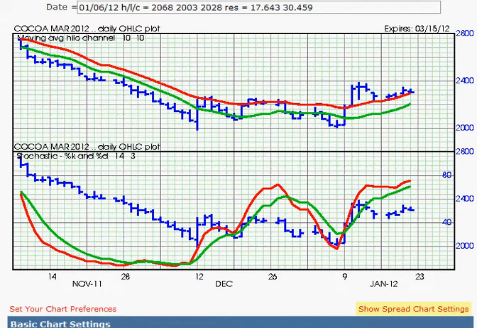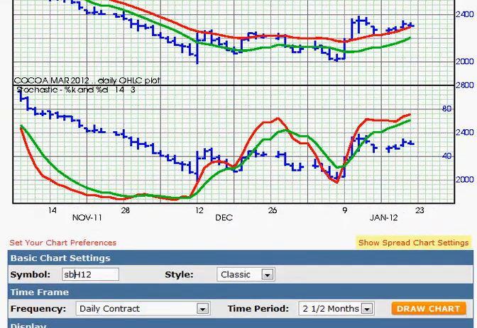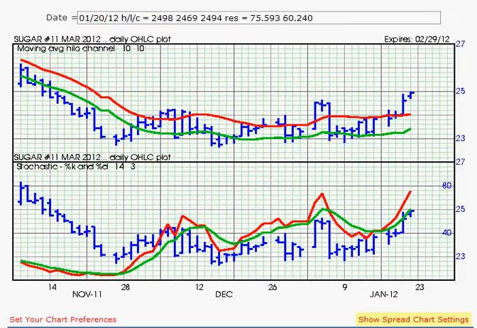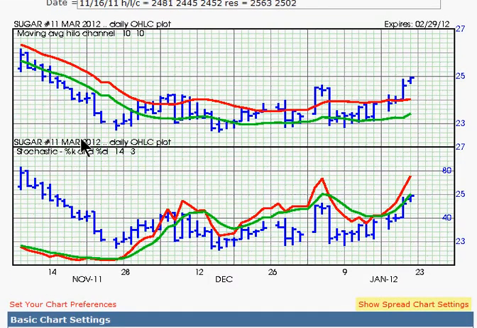Sugar is kind of the same deal. It's moved above the bands, and the stochastics is on a buy signal. What happened with sugar is it made a longer base, and it's basically moving up above the bands here. And today so far is a bullish day on sugar. It's above the bands, and the stochastics shows the momentum is up, so sugar looks higher.